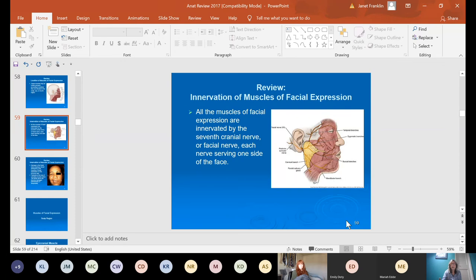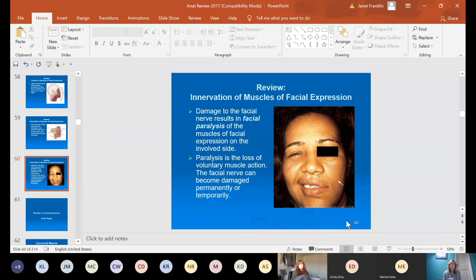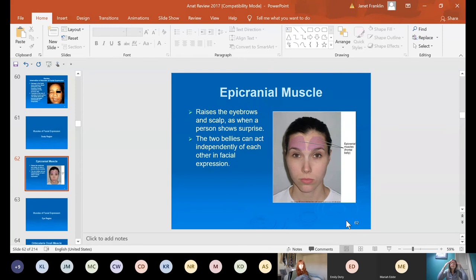Damage to the facial nerve results in facial paralysis of the muscles of facial expression on the involved side. Paralysis is the loss of voluntary muscle action. So if you have damage to the nerves, it's going to result in no muscle movement. So you have your epicranial muscle, which raises the eyebrows and scalp as when you show surprise. So everybody raise your scalp and show surprise.